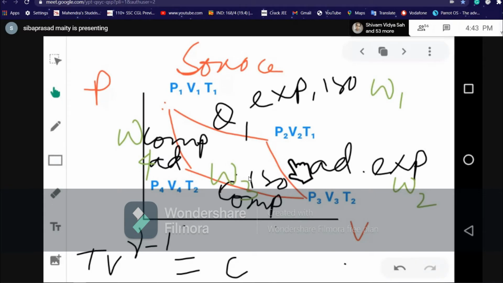Is it clear to all? In the next page, you will help me. In your copy, first write T1 into V2 to the power gamma minus 1 equal to T2 into V3 to the power gamma minus 1. Did you write?